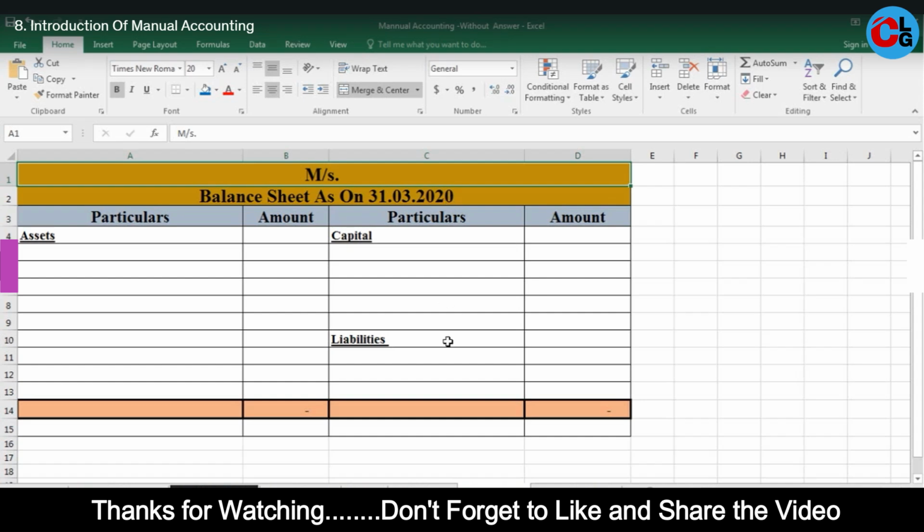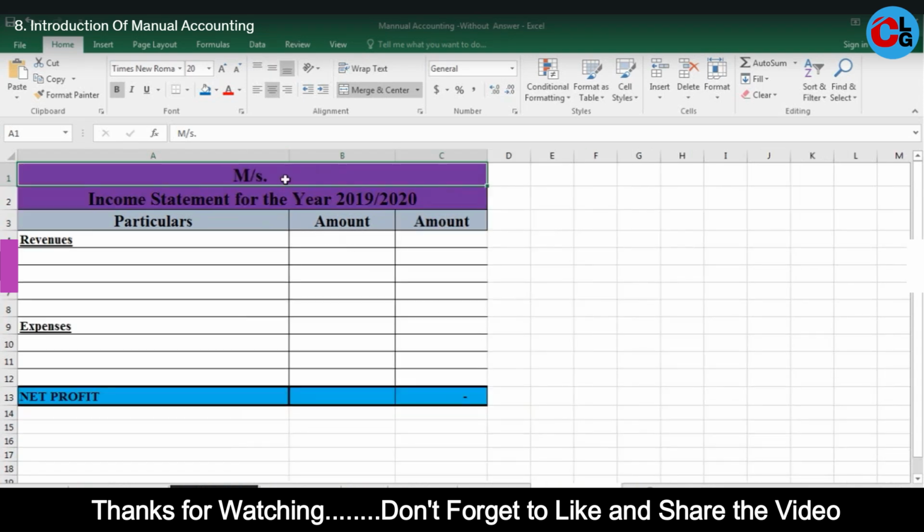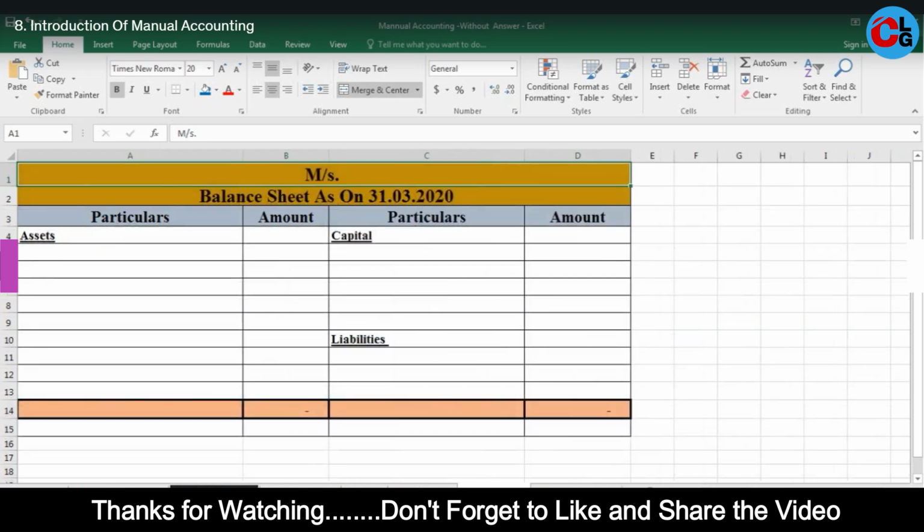And the next one is the income statement. We have to generate the income statement. First we enter the company's name, and then you can see the income statement for the year 2019 to 2020. Then revenue and expenses, and we have to find out the net profit. Also, a very important thing is that in the income statement only the revenue and expenses come, and in the balance sheet the assets, capital and liabilities come. We will discuss these kinds of things later.